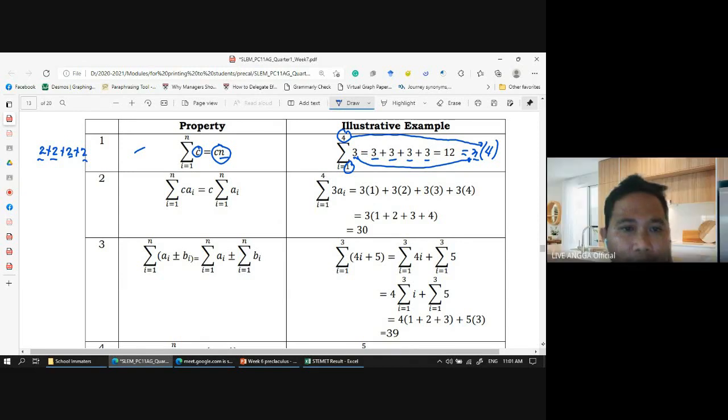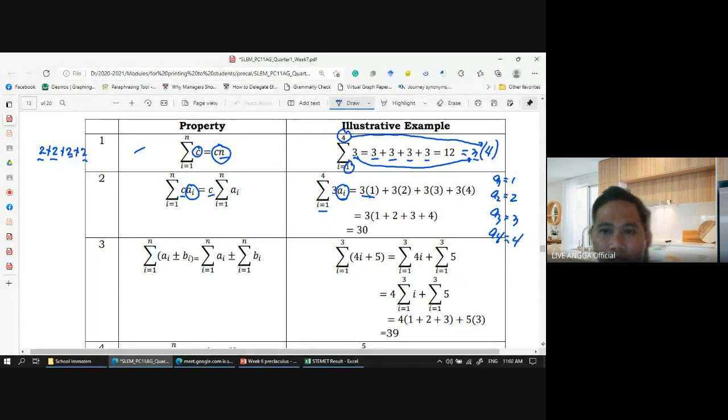Yes, sir. Property 2: the summation of C a sub i. The constant C can simply be factored out, leaving only a sub i, from a sub 1 up to a sub n. So 3 times a sub i, where i starts from 1 to 4, means 3 times a sub 1. But a sub 1 is 1, a sub 2 is 2, a sub 3 is 3, a sub 4 is 4. The given is lacking, so let's add it.